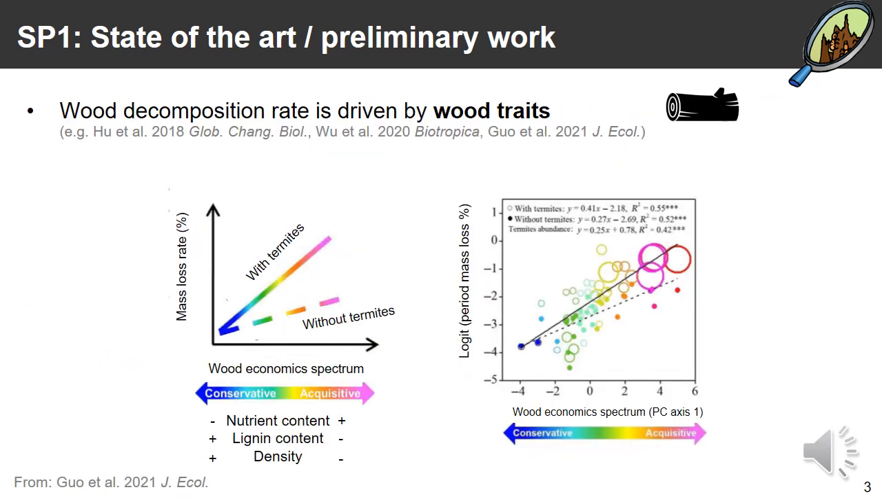Another important factor driving wood decomposition rate are wood traits. Wood of tree species with a more nutrient acquisitive strategy, here on the right side of the x-axis shown in pink, contains more nutrients and has lower lignin content and lower density. And this softer wood decomposes faster and is also more attractive to insect decomposers, which speeds up wood decomposition again.